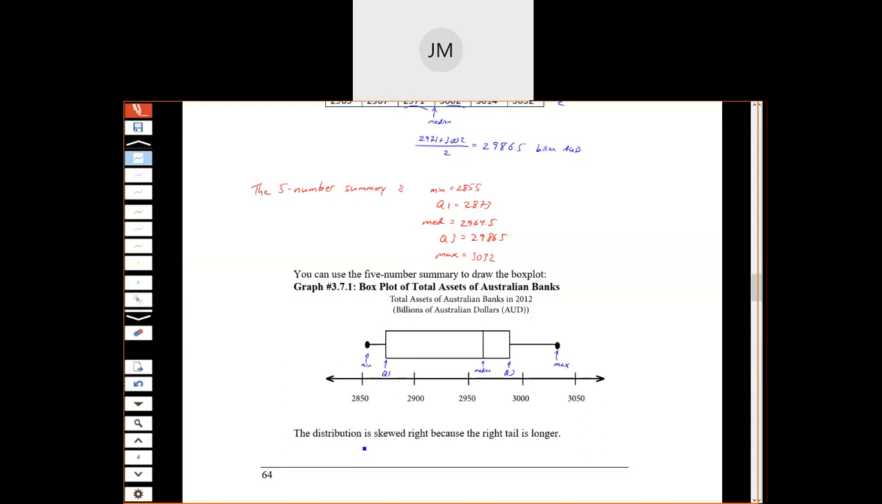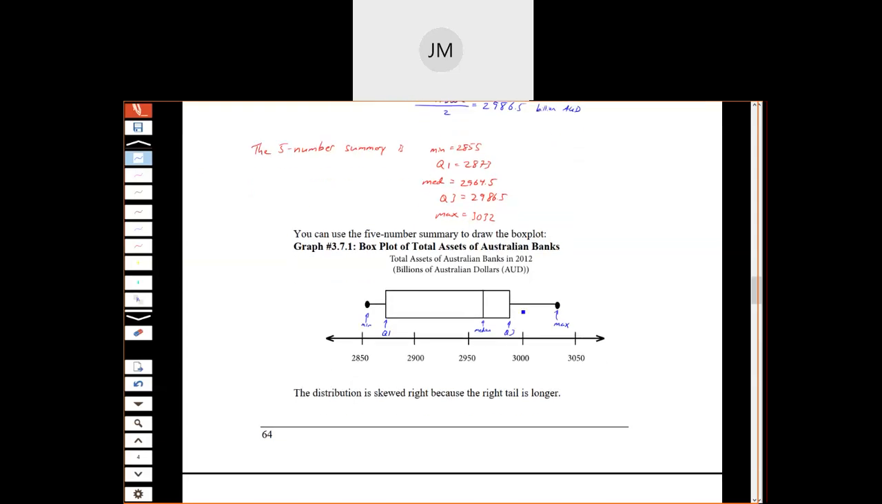My notes here say the distribution is skewed right because the right tail is longer, but I don't think that's true. I mean, look at it. It seems like it stretches further to the left. We'll come back to that. Let's look at how to create this box plot.